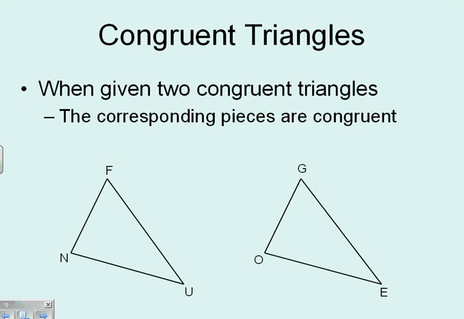So when I'm given that two triangles are congruent, the corresponding pieces must be congruent. If I'm told that triangle FUN is congruent to triangle GEO, then I can conclude angle F is congruent to angle G, angle U is congruent to angle E, angle N is congruent to angle O, GO is congruent to FN, the segments, and so on. Here's a couple conclusions we can make.